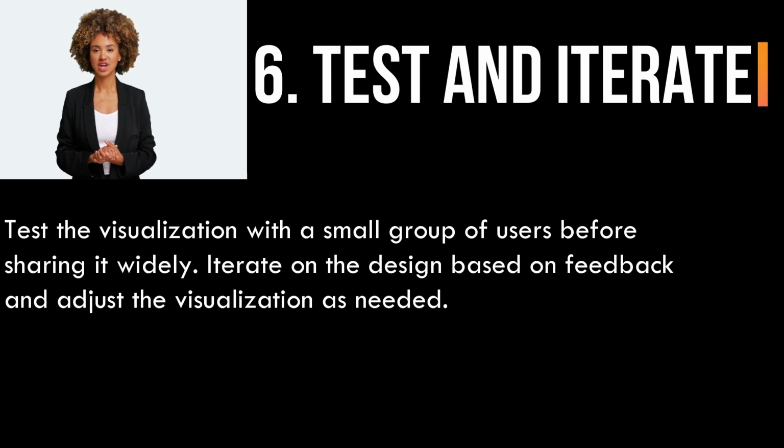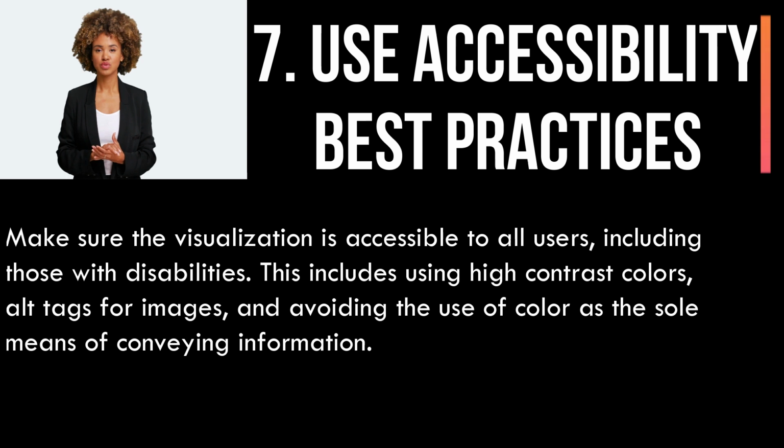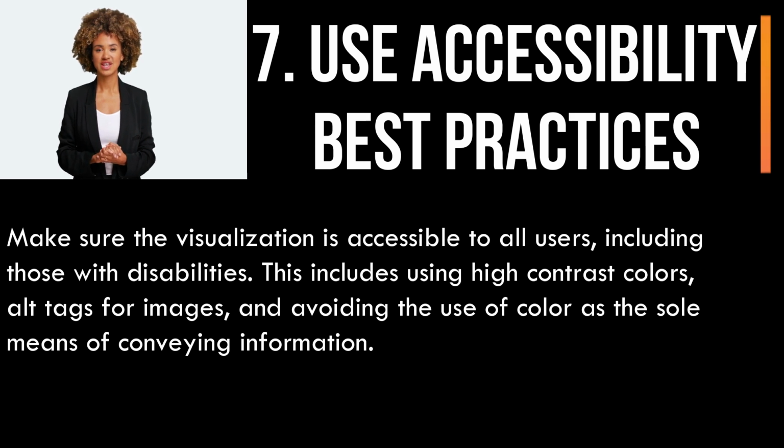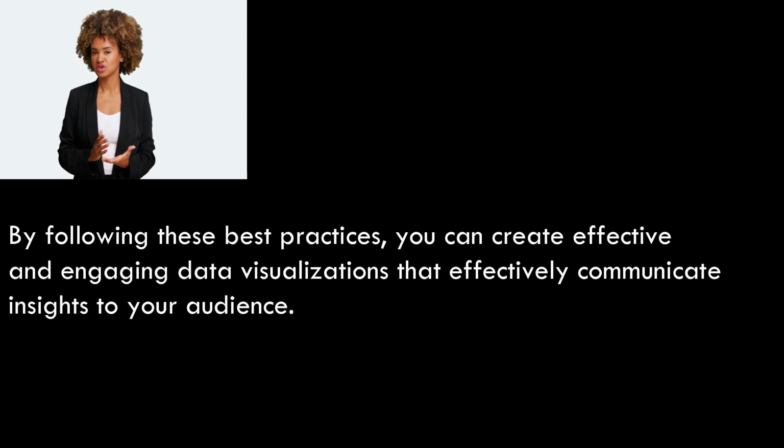6. Test and iterate. Test the visualization with a small group of users before sharing it widely. Iterate on the design based on feedback and adjust the visualization as needed. 7. Use accessibility best practices. Make sure the visualization is accessible to all users, including those with disabilities. This includes using high contrast colors, alt tags for images, and avoiding the use of color as the sole means of conveying information. By following these best practices, you can create effective and engaging data visualizations that effectively communicate insights to your audience.